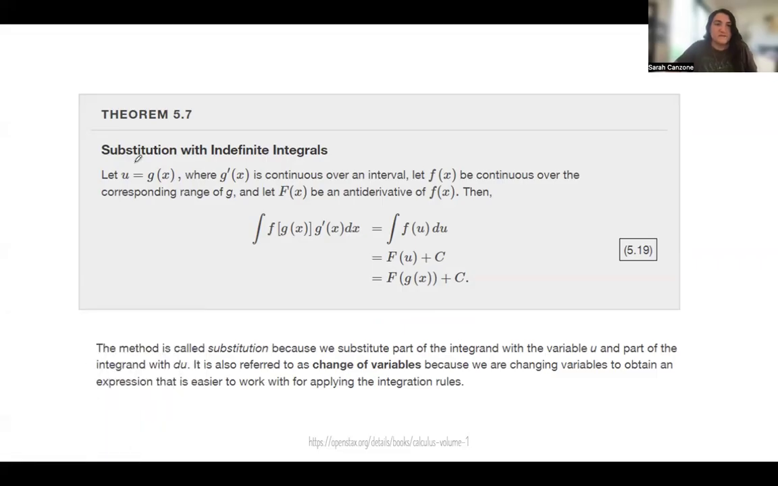So substitution with indefinite integrals. First, we want to let u equal g of x. So we want to determine some g of x, and we're going to call it u. And we specifically want to choose a g of x where we can find a g prime of x that's continuous over the interval, because we want the integral of f of g of x times g prime of x to just give us the integral of f of u.